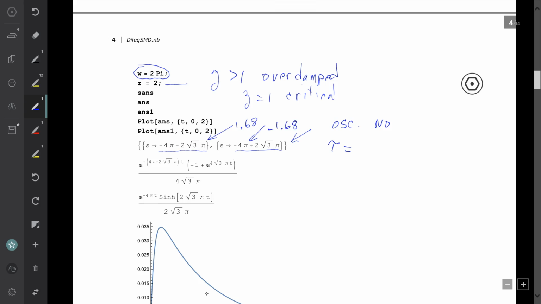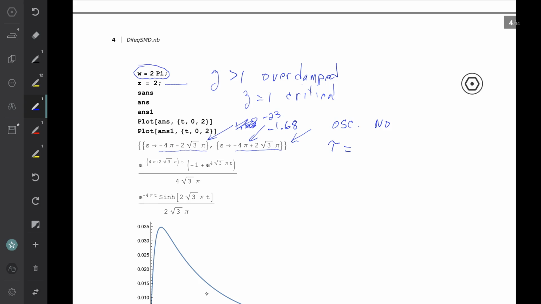The other one is minus 4 times pi minus 2 times the square root of 3 times pi. This one is minus 23, which seems a little high to me, but let's say that those are the two values.